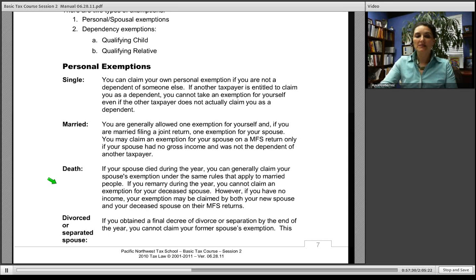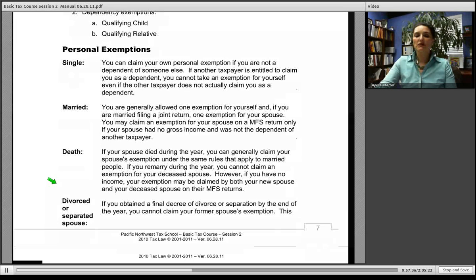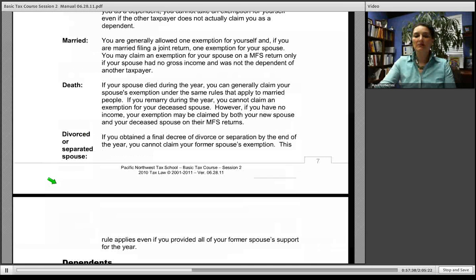Divorced or separated spouse. If you obtained a final decree of divorce or separation by the end of the year, you cannot claim your former spouse's exemption. This rule applies even if you provided all of your former spouse's support for the year.